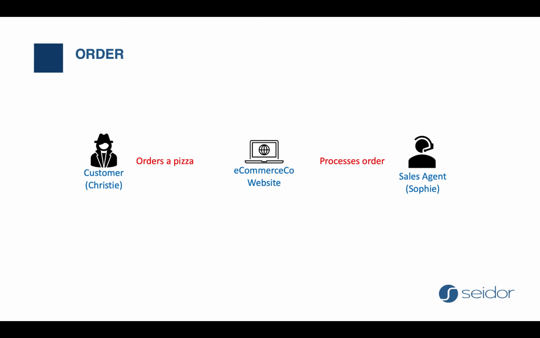And on a different side of things, there's customers busy ordering from the e-commerce website and the app. In this case, Christy, a customer, decides to order a pizza online. She places the order online, and Sophie, the sales agent in back office, picks this up from the e-commerce website and is now going to go through the process of capturing it in Business One.